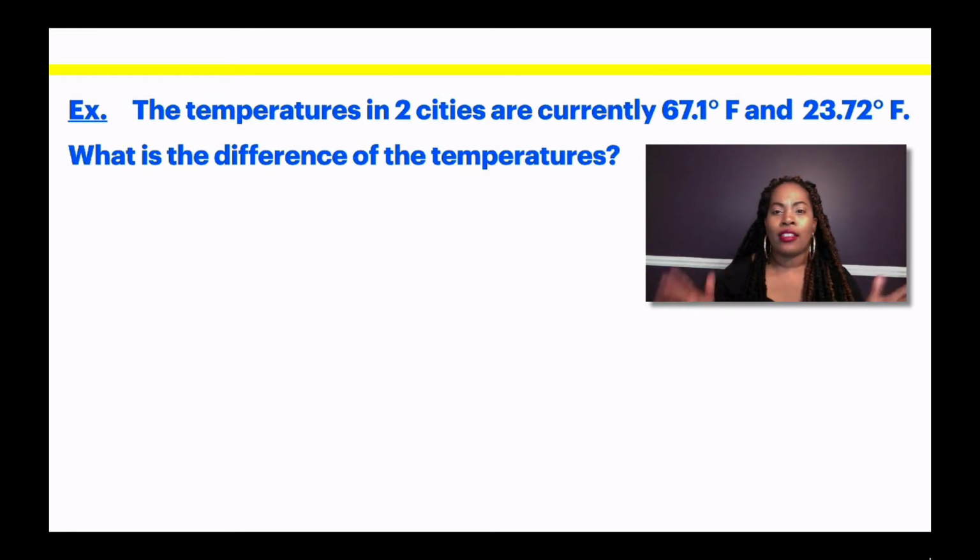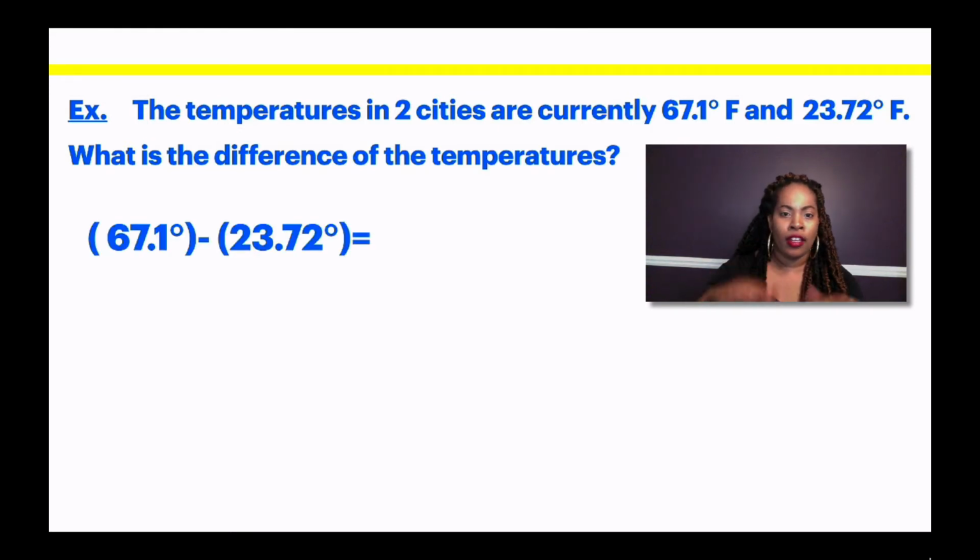So in order to find a difference between two numbers, what you usually do is you take a larger number and you subtract the smaller number. So if we were to do that in this case, as we compare the temperatures in the 2 cities, we would end up with 67.1 degrees, take away 23.72 degrees.